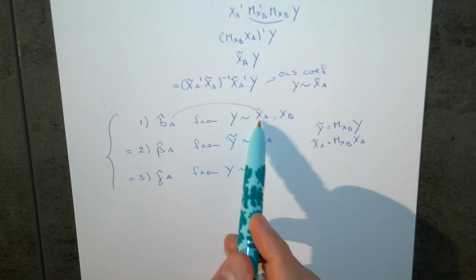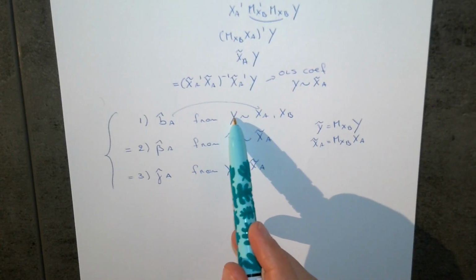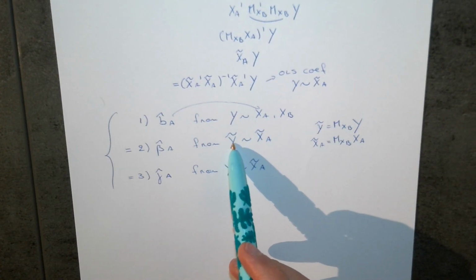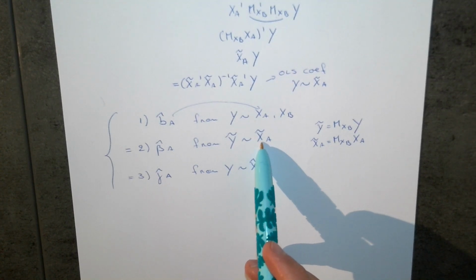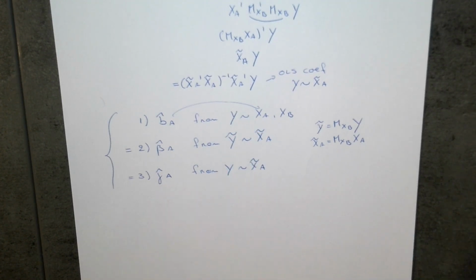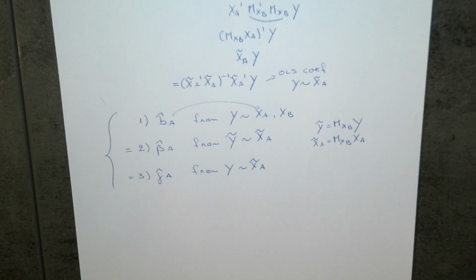Okay, so these three vectors are going to be the same. Either you regress y on xa and xb and take the coefficients for xa, or you first regress y on xb, and xa on xb, and you regress the residuals of the first one on the residuals of the second one, or you regress y, the original y, on the residuals of this regression of xa on xb.